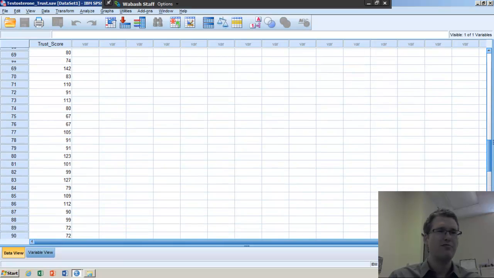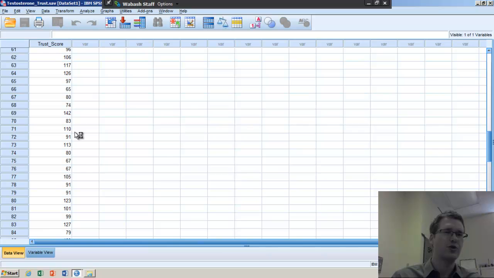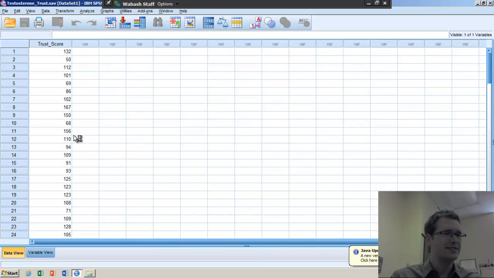So for this example, I've pulled open the testosterone and trust data set. It's a hypothetical data set. We're assuming that people have been given a dose of testosterone and then completed a dependent measure of trust, asking them to rate how trustworthy they think a stranger is. And we assume that the population mean for the untreated population on this measure is 100, so that if testosterone has no effect, the population mean should be 100 for the people who have been treated with testosterone.